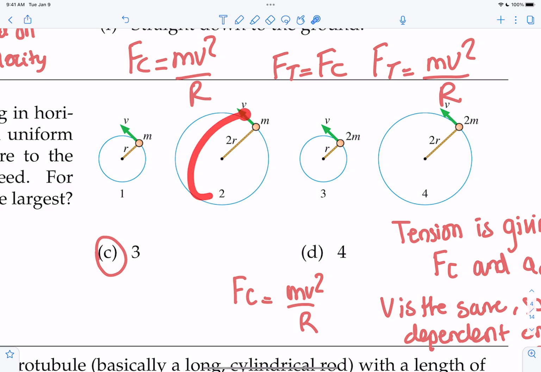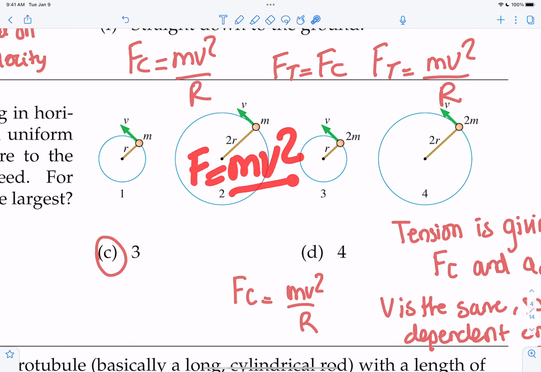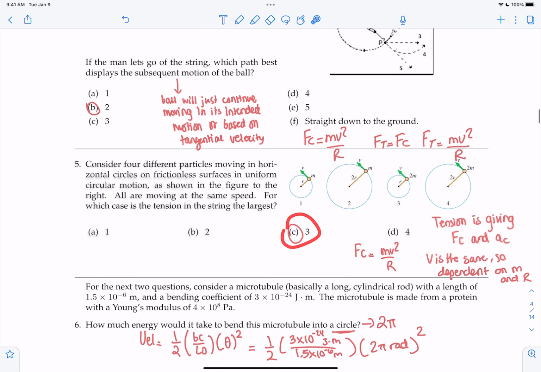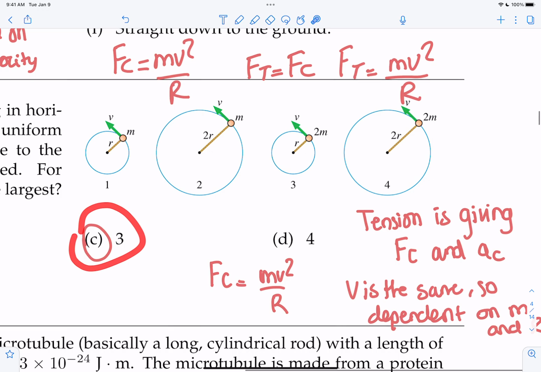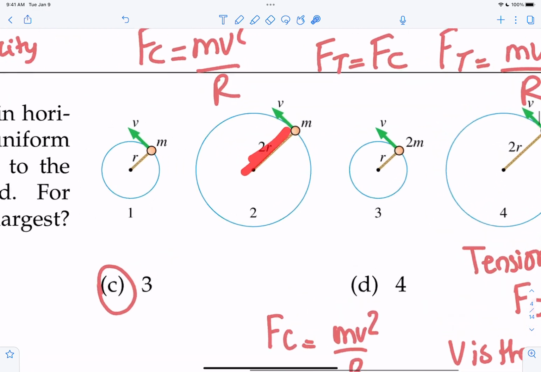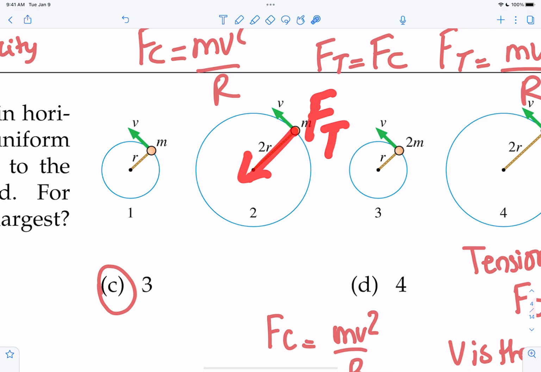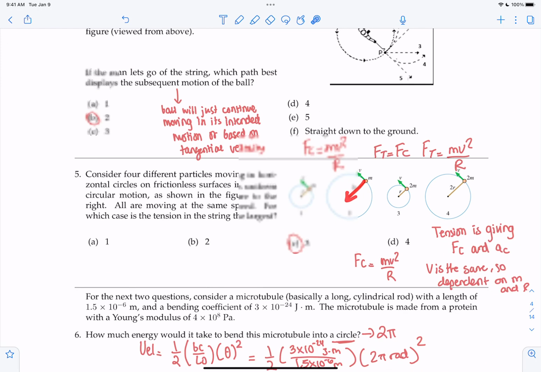Now, number 2 would actually be the smallest one, because mv squared over 2r would be half the amount, or half the tension force. So number 3 is the biggest, because we want to maximize the numerator, minimize the denominator. 2m divided by r gives us double the centripetal force. And remember, tension is the centripetal force because it's pointed towards the center. F tension is going to give us our centripetal force, because there's no other forces acting towards the center either, right?